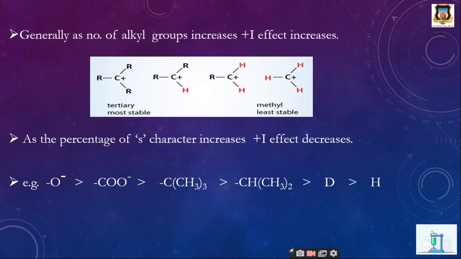Then next is the CH3, tertiary butyl group, then CH3 CH3, then next is deuterium, hydrogen. All exert the plus I effect, but here the magnitude of these two groups is very small.